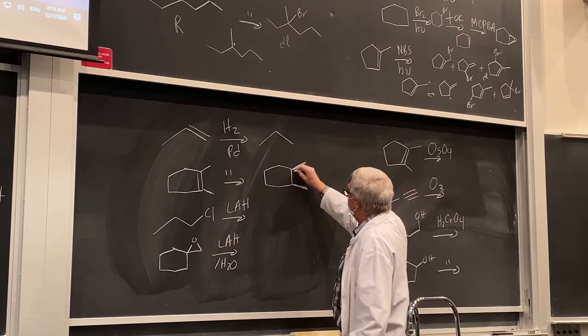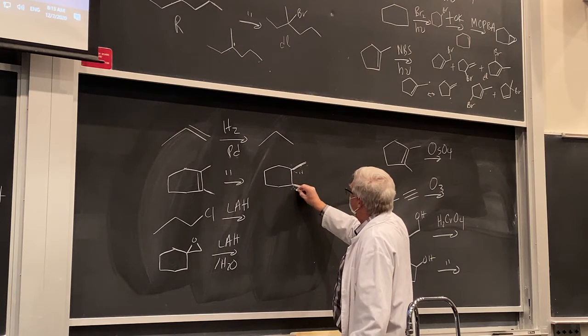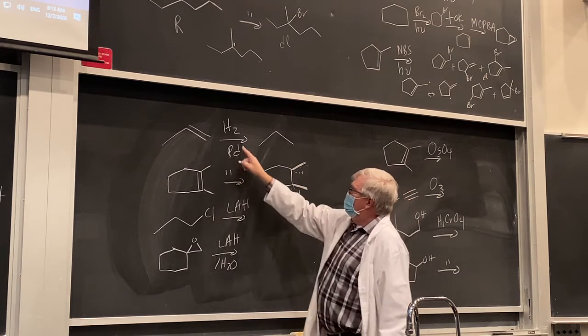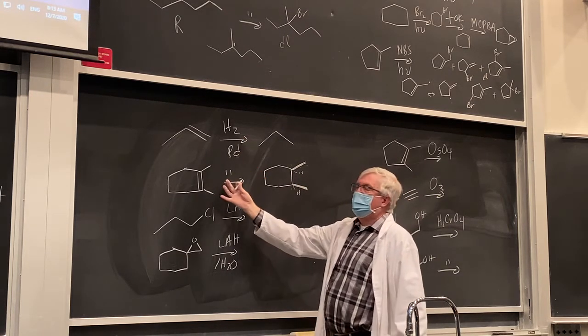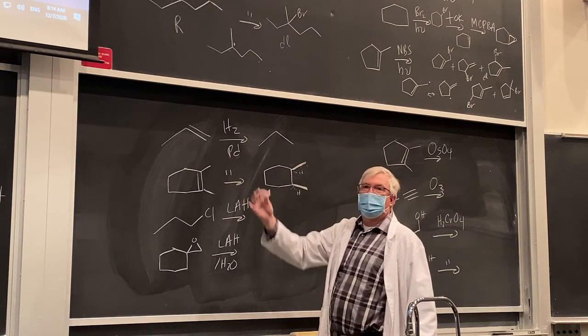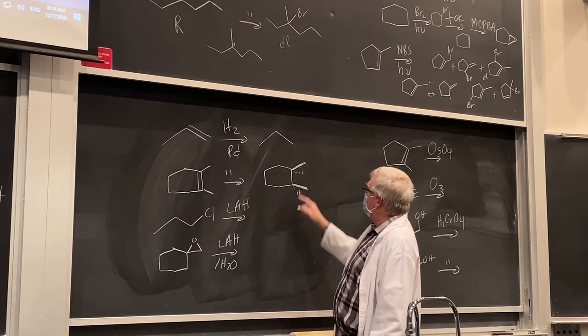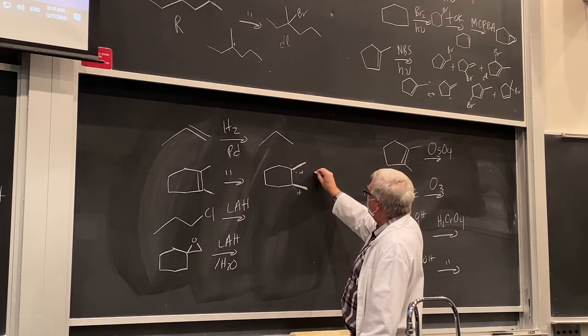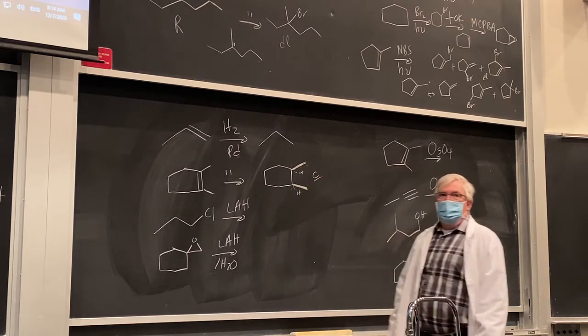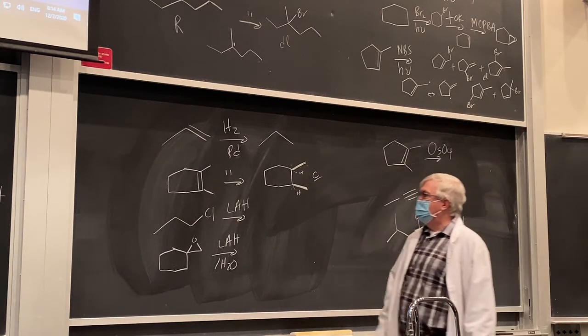Well, why is that? Well, the two hydrogens come in from the same face. Remember, the hydrogen adds to the palladium, and then the palladium hydride actually interacts with both carbons of the alkene on the same face. Either top or bottom will give you the cis product. Make sure you show cis to get full credit there.